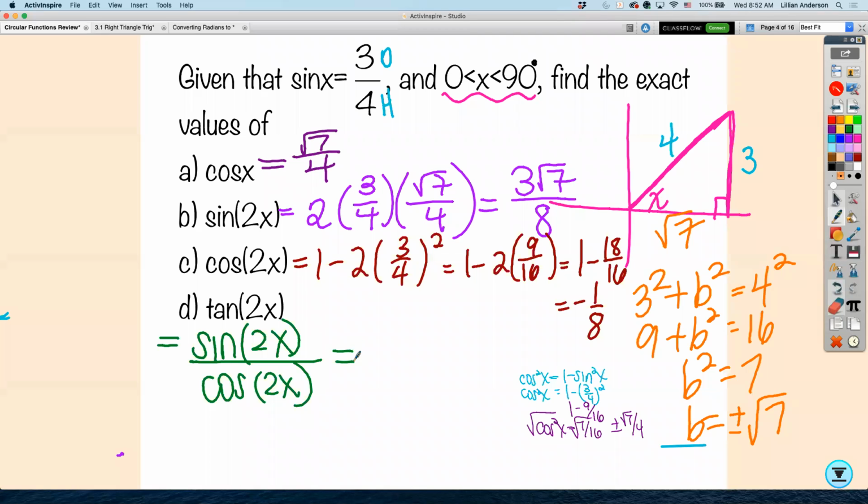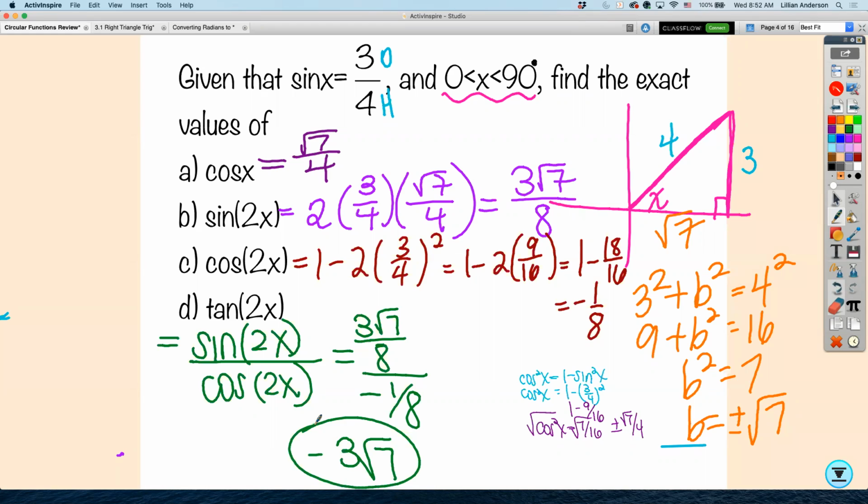I know that sine of 2x is 3 root 7 over 8, and I know that cosine 2x is negative 1 over 8. How do I simplify fractions divided by fractions? Keep, change, flip. So this is just going to give me a negative 3 root 7 for the tangent of 2x.